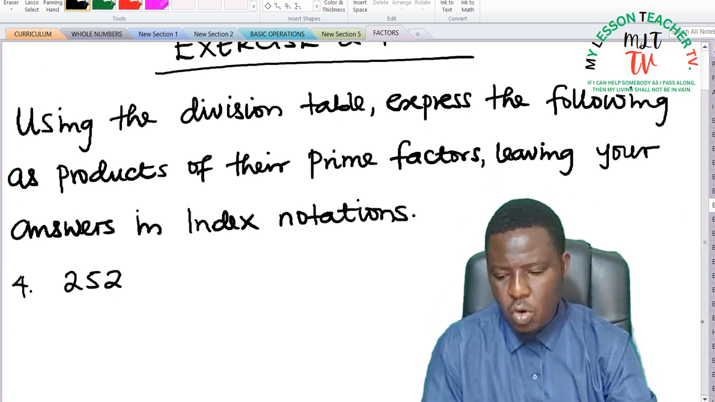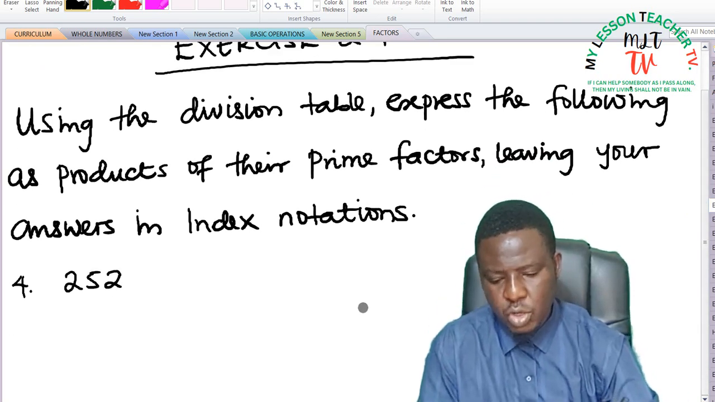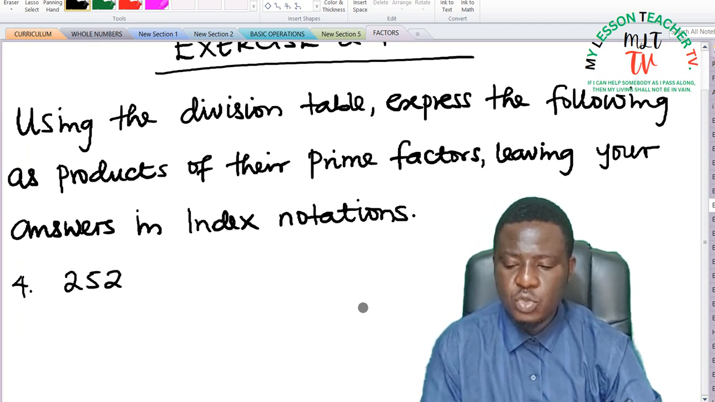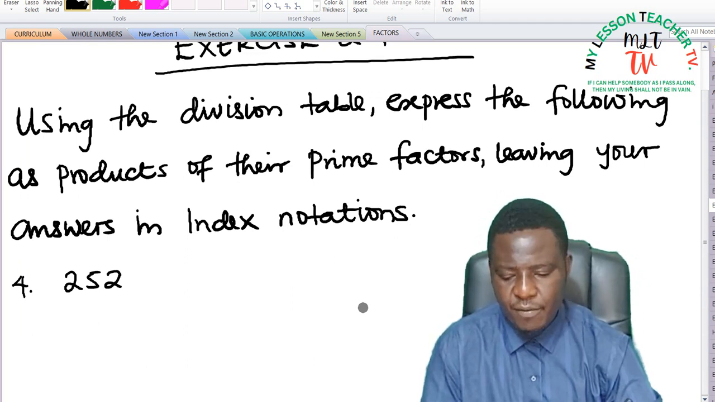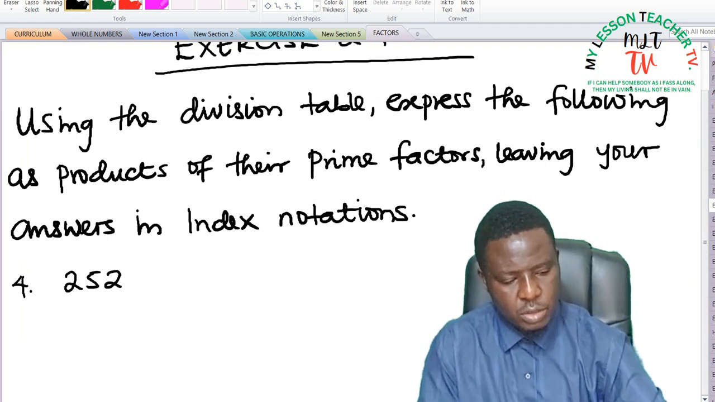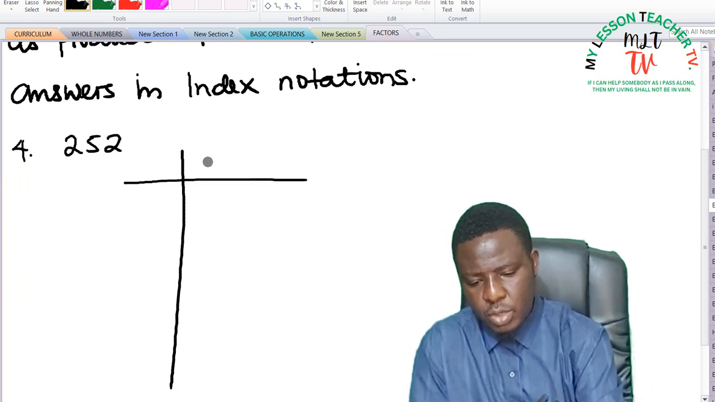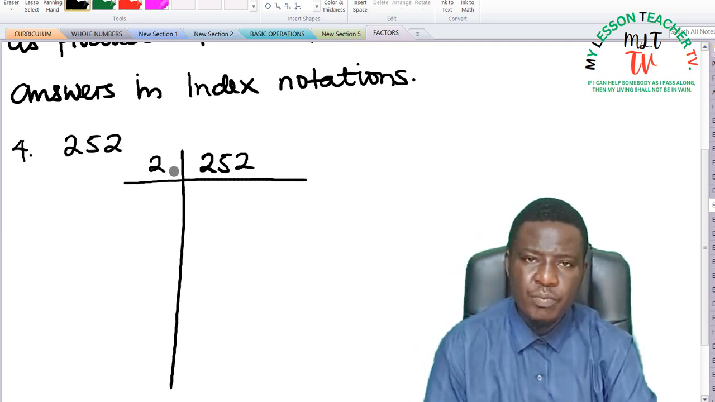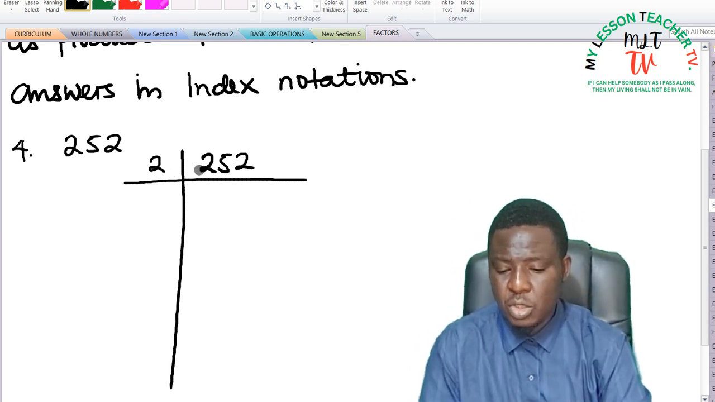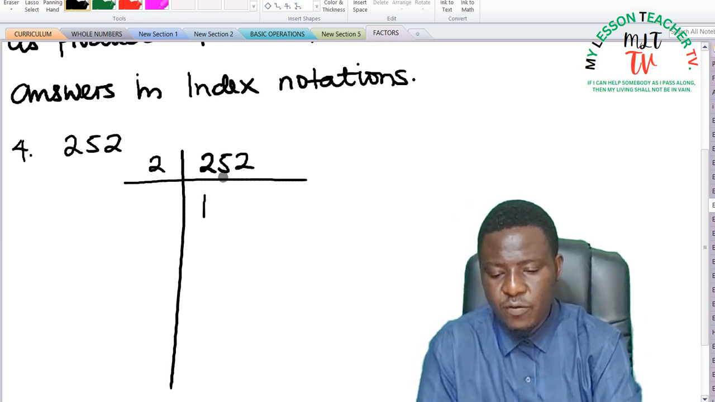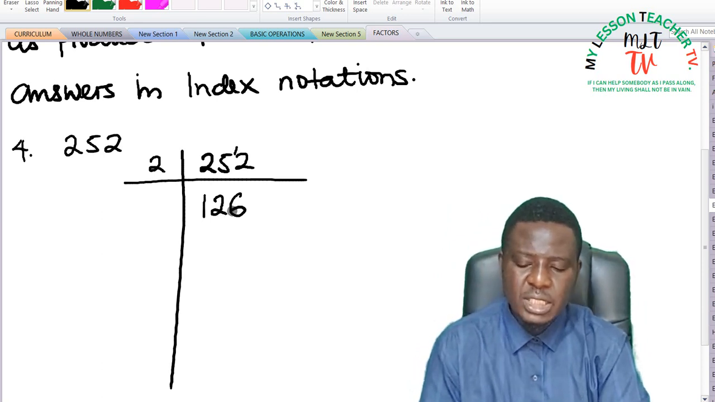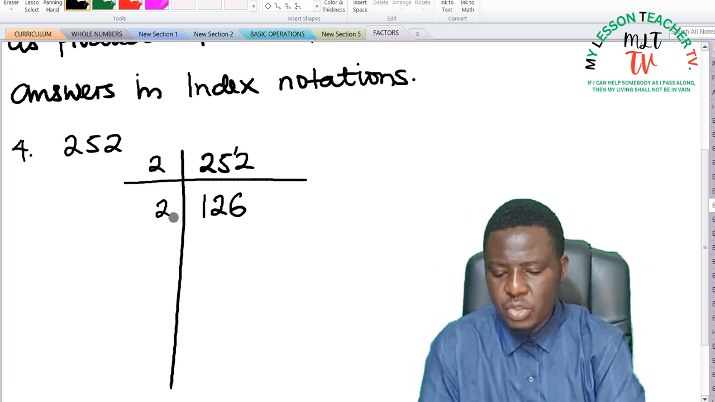Example 4 on prime factors, we are asked to express 252 as a product of its prime factors using long division table. So using long division table, I'm going to draw the table and divide 252 repeatedly by 2 and other prime numbers. 2 into 2 is 1, 2 into 5 is 2 times remainder 1, 2 into 12 is 6. 126 is not a prime number, so I'll divide by 2 again.